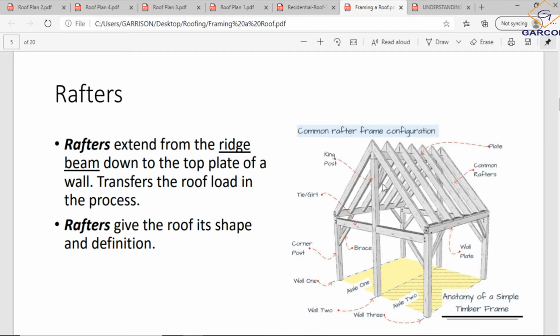So now you have the ridge here, you have these rafters. All of these would be considered common rafters. This, where the rafters rest, is called the wall plate. Right?